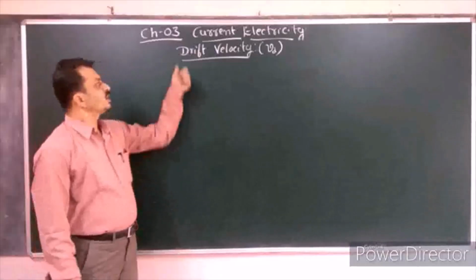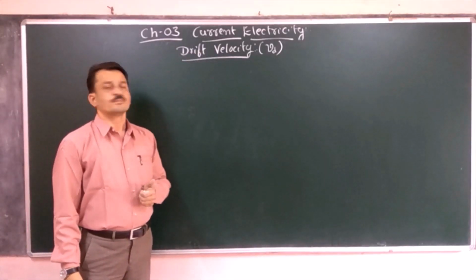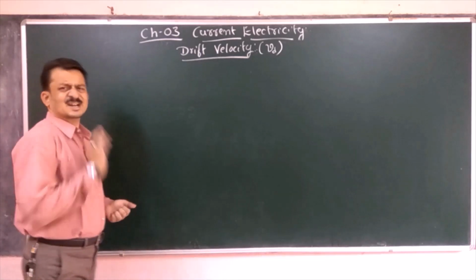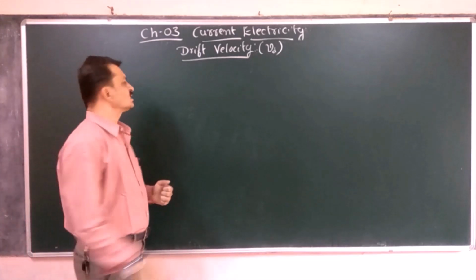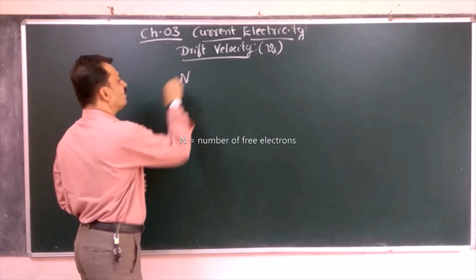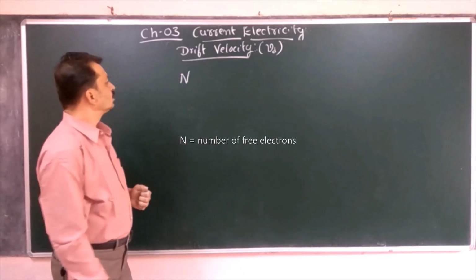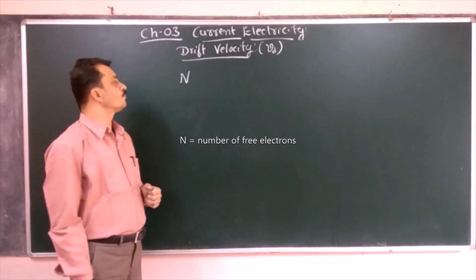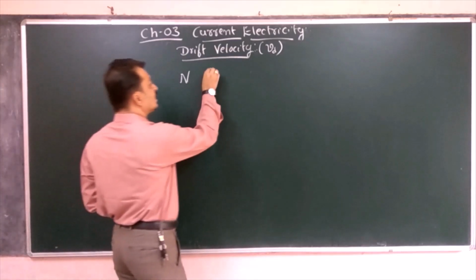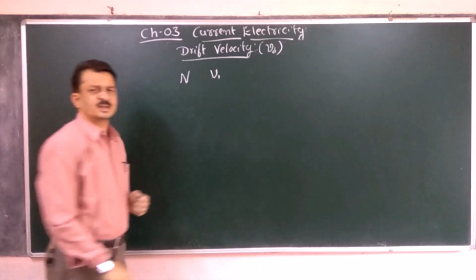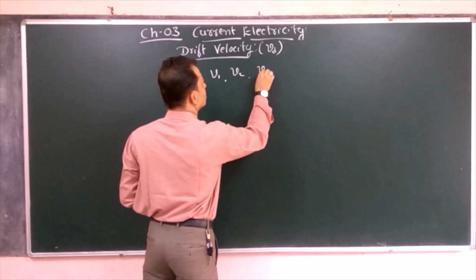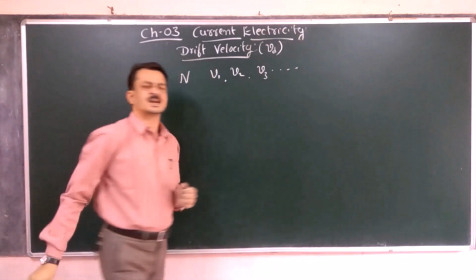Now we will study the important concept of drift velocity. Now consider a conductor which contains capital N number of electrons. Now these electrons are in random motion. If V1 is the velocity of the first electron, V2 is the velocity of the second electron, V3 is the velocity of the third electron, and so on.